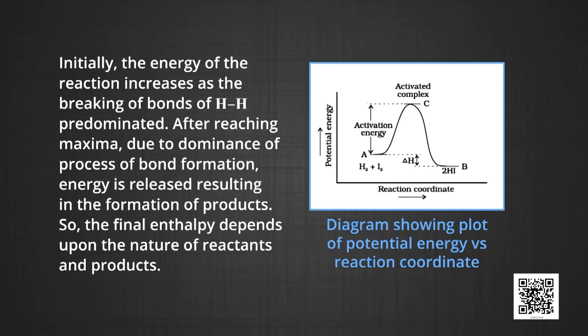It is obtained by plotting potential energy versus reaction coordinate for this reaction. The reaction coordinate represents the profile of energy change when reactants change into products. Initially, the energy increases as the breaking of the H-H bonds predominates. After reaching the maximum, due to the dominance of bond formation, energy is released, resulting in the formation of the products. So, the final enthalpy of the reaction depends upon the nature of the reactants and products.